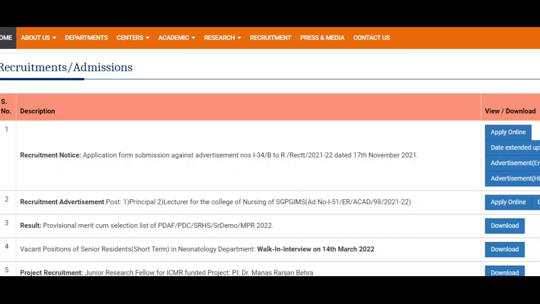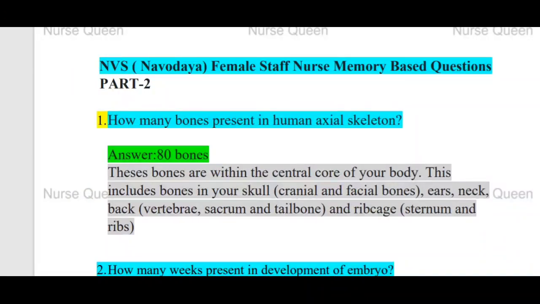Today we will discuss Navodaya female staff nurse memory-based questions, part 2. How many bones are present in the human axial skeleton? 80 bones. There are 80 bones present in the human axial skeleton.